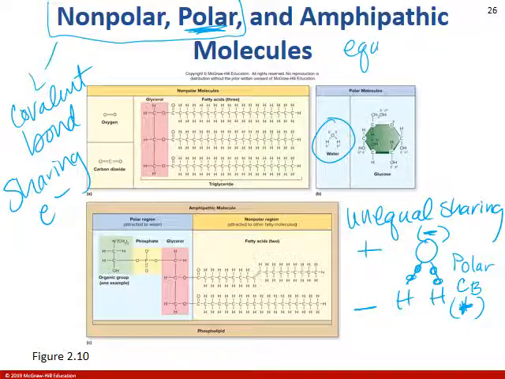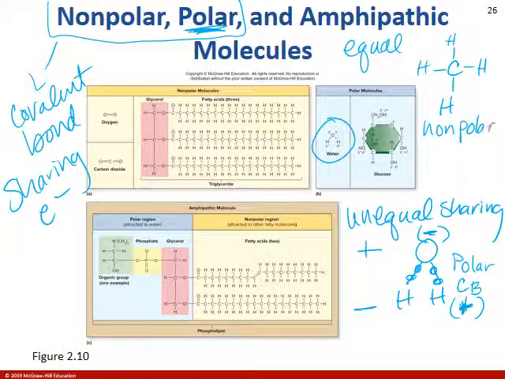If you have equal sharing, that would be like the carbon and the hydrogens. So this would be nonpolar. Everything is shared equally across the molecule, so there isn't one side that's more positive than another. So like we said with ions earlier, this dynamic is probably going to cause something to happen, right? Where this is really pretty stable, you may or may not have any interactions.